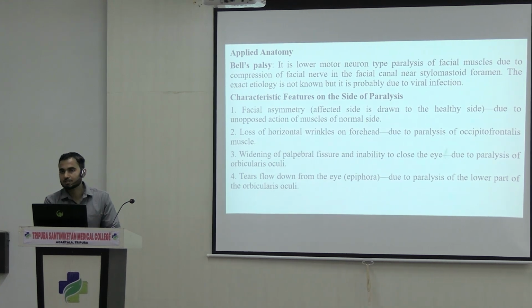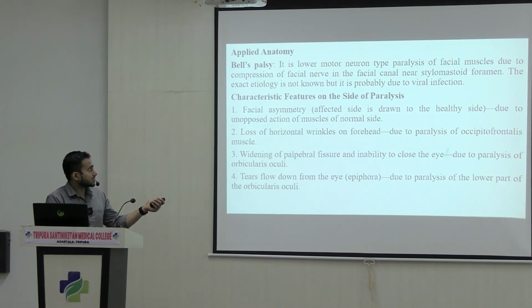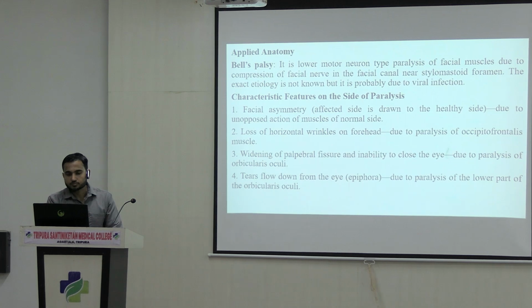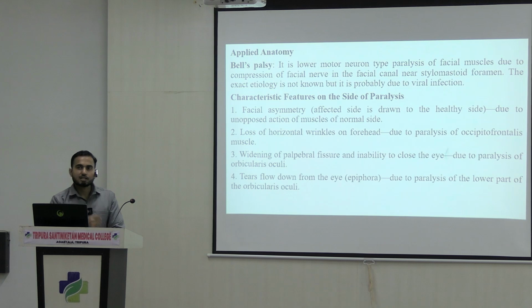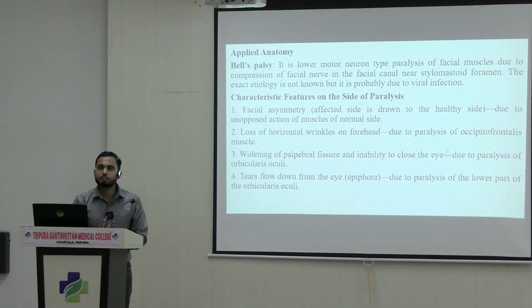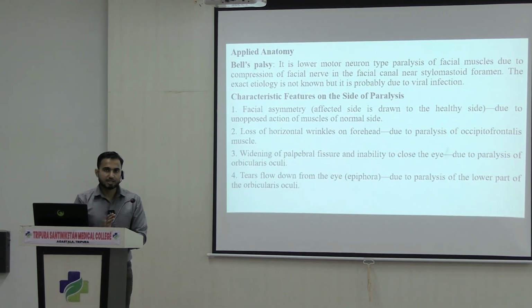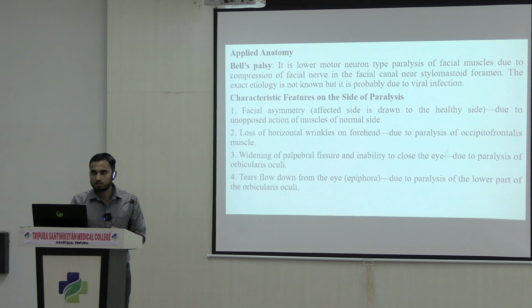Why are the facial muscles paralyzed? Because there may be compression of the facial nerve in the facial canal near the stylomastoid foramen. Now the exact etiology or cause is unknown, but it may be due to viral infection. In most cases, this Bell's palsy occurs due to viral infection. तो Bell's palsy में exactly क्या होता है? जो facial nerve होता है in the stylomastoid canal, it gets compressed. Why it gets compressed, the exact reason is unknown till now, but in most cases viral infection is there.